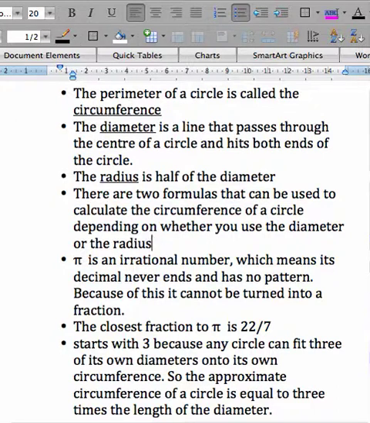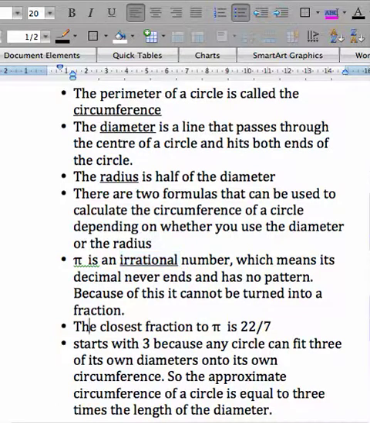Now pi, so this lovely symbol here, is an irrational number. That's an important keyword and something you have to remember. It is an irrational number, which means its decimal never ends and has no pattern. And because of this, it cannot be turned into a fraction. So an irrational number cannot be turned into a fraction because its decimal never ends and has no pattern. So if you're not sure what irrational means, write this definition down because you will be using it in the future.